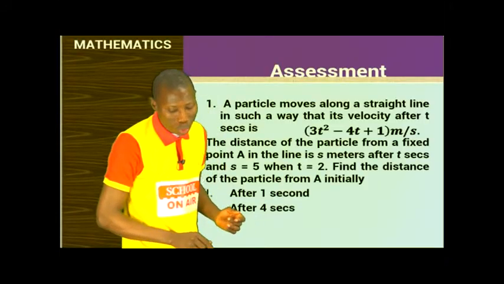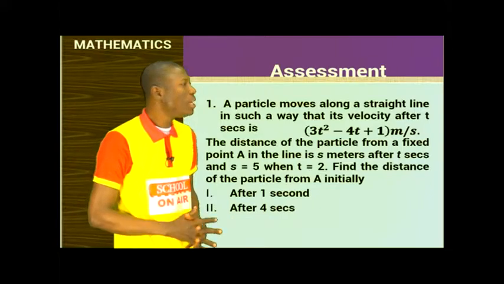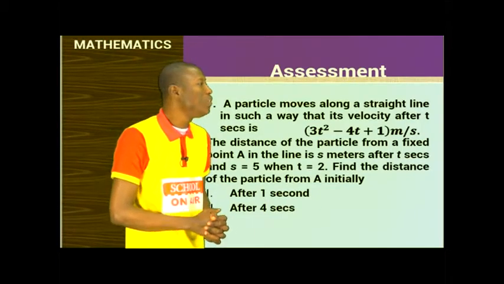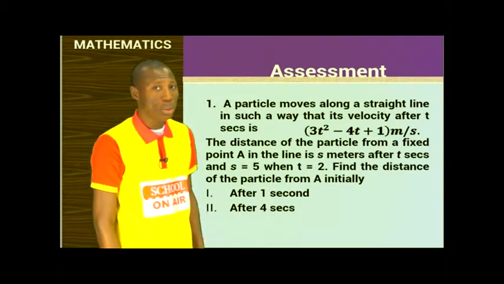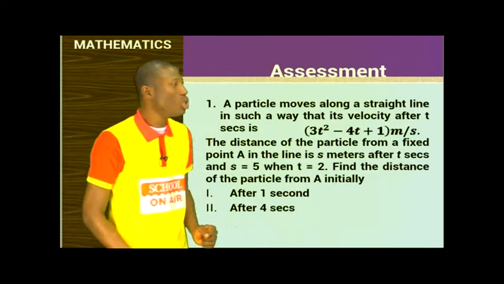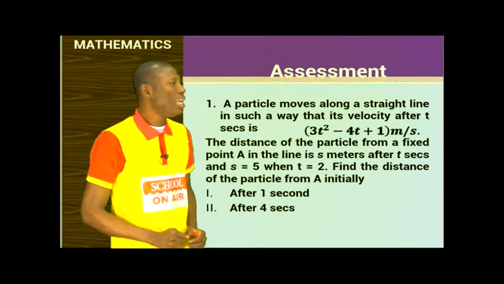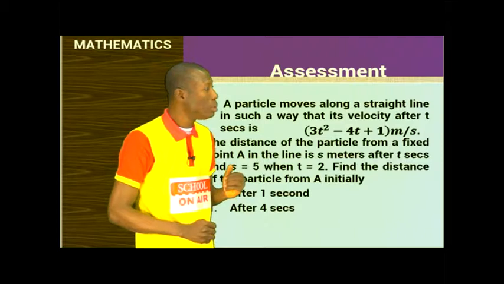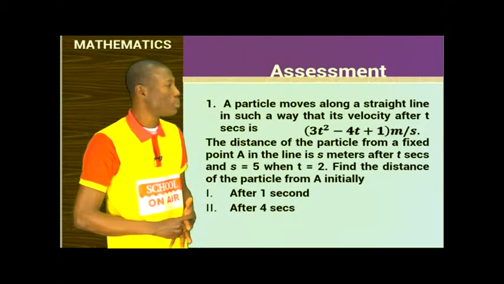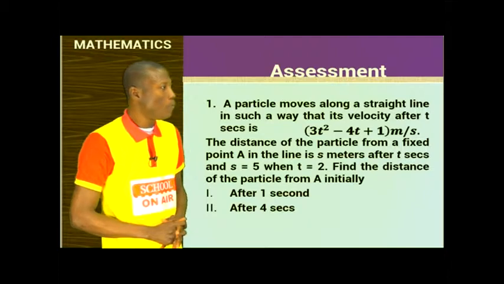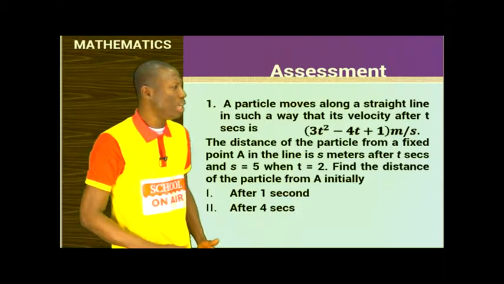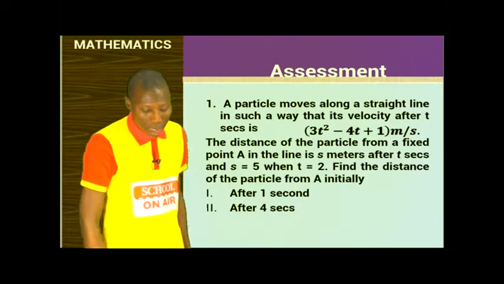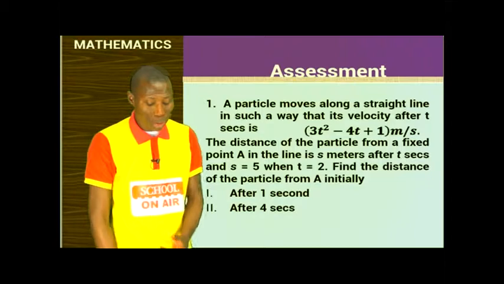Now I want you to do this assessment. I have two assessment questions. The first one: a particle moves along a straight line in such a way that its velocity after t seconds is equal to 3t squared minus 4t plus 1 meters per second. The distance of the particle from the fixed point A on the line is s meters after t seconds, and s is 5 when t is equal to 2. Find the distance of the particle from A initially, after 1 second, and after 4 seconds.